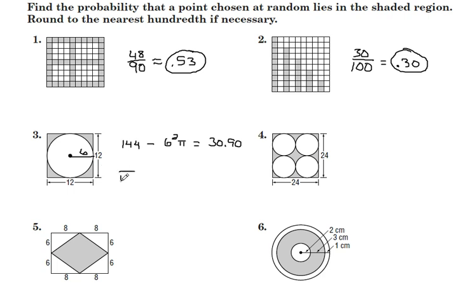We need to write that as a ratio over 144. So we have 30.90 divided by 144 comes out to 0.21. So once again, 21% chance of choosing a point somewhere in the shaded region.